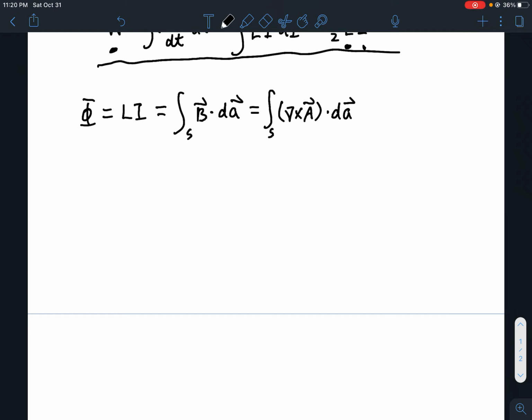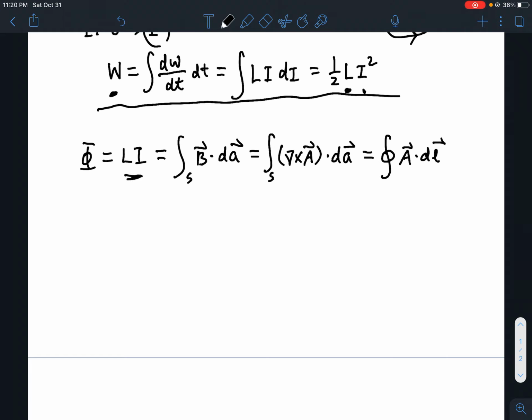Okay, and then we really can use the Stokes theorem, and we convert from the surface integral to the line integral. So it really becomes A dot dL. Okay, so this is what we have. In other words, Li is really equal to this integral. So now, Li is really this.